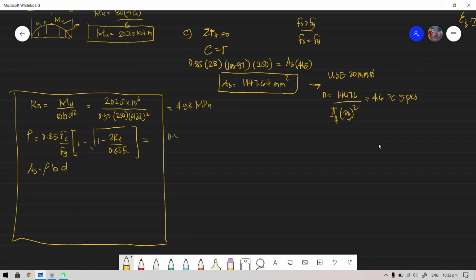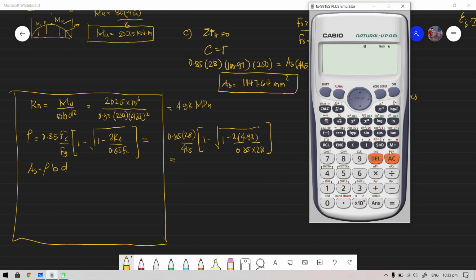And then, masolve mo yung rho actual. So, 0.85, we have 28, we have 415. So, 1 minus the square root of 1 minus 2 times 4.98 over 0.85 times 28. Burahin ko lang para clear. 4.98. Yun. So, solve mo na to. So, meron ka ng rho. So, yung rho natin dyan dapat pares lang sa masolve natin dito.